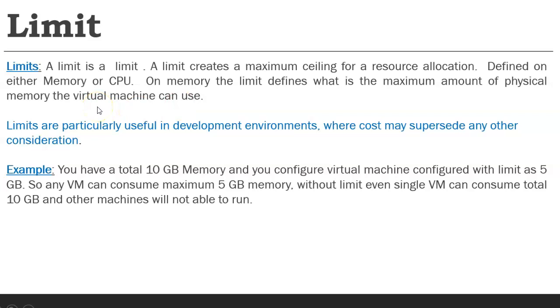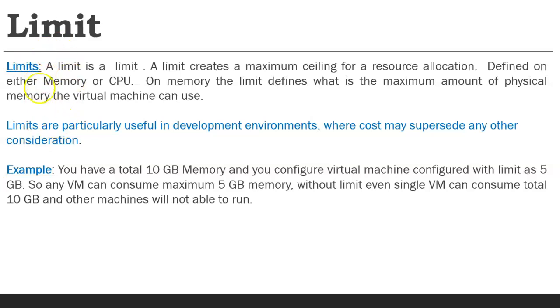And also limit is useful for resource contention. We have seen that even one VM can intentionally or unintentionally consume all the resources, then limit can help on that billing part also and the resource existence also.